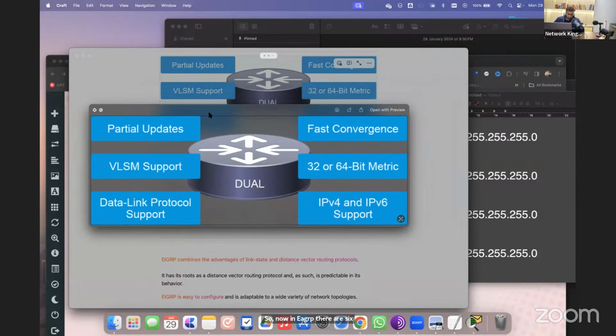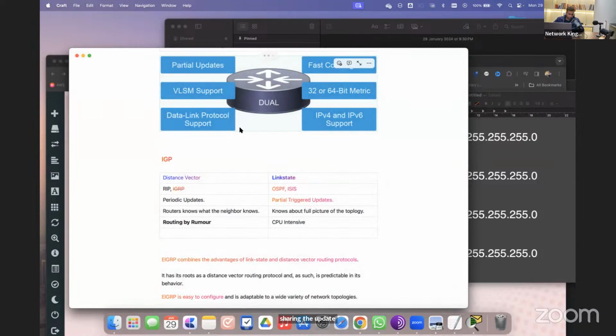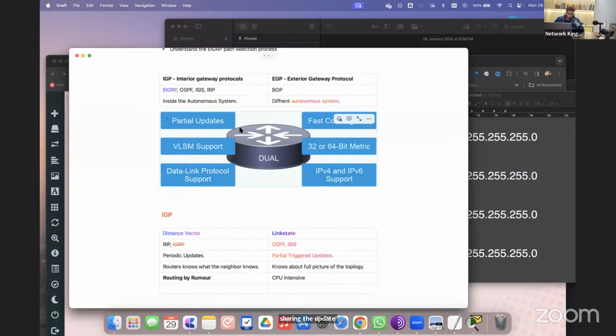What Cisco EIGRP is giving that is best is partial updates. What is partial? Whenever there is a change, only then will I share the update. It's not like the RIP protocol. If you know a little bit of RIP, even if you don't know, don't worry about that. It's not a good protocol.